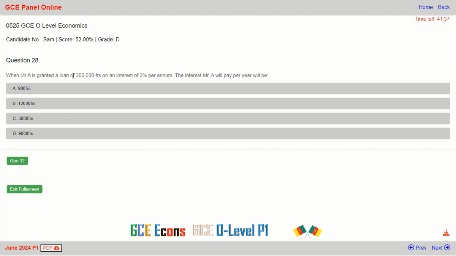When Mr. A is granted a loan of 300,000 francs on an interest of 3% per annum, the interest Mr. A will pay per year will be, so this is just 3% of 300,000, okay? And what would be 3% of that? No, that should be 9,000.